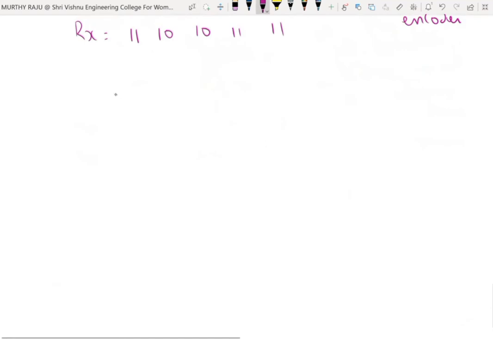See, the different time steps are there here. Place these code words 1 1, 1 0, 1 0, 1 1 and 1 1. These are the time steps. 1, 2, 3, 4, 5 time steps are there. These 5 code words are placed on these 5 steps.